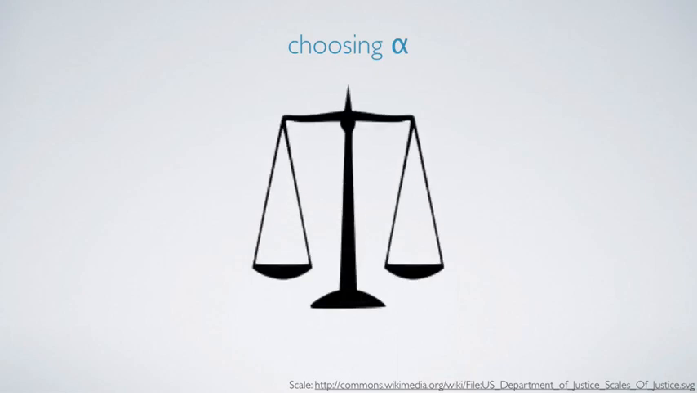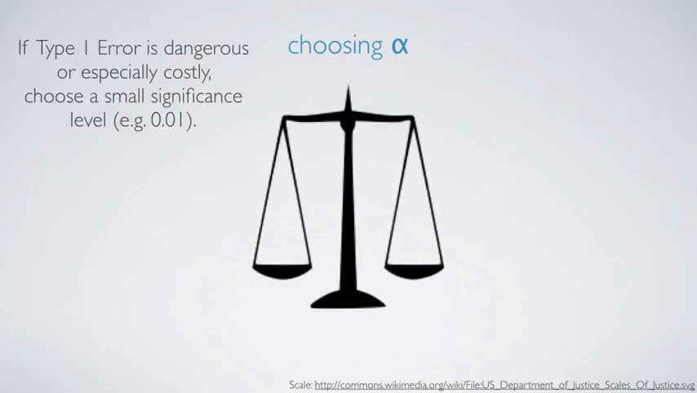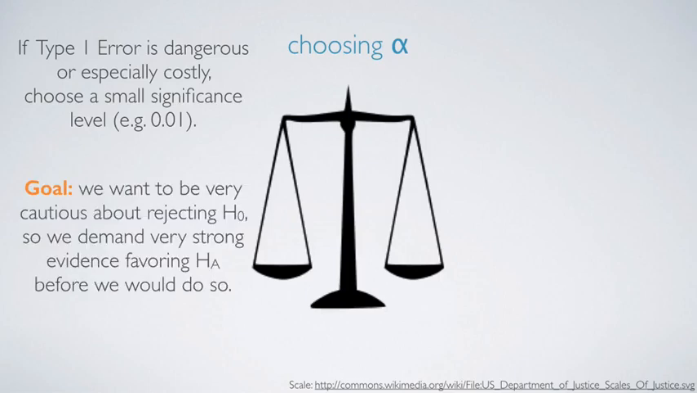That's actually a balancing act. If type 1 error is dangerous or especially costly, we might want to choose a small significance level, something even smaller than the 5% we're used to working with. The goal here is that we want to be very cautious about rejecting the null hypothesis, so we demand very strong evidence favoring the alternative before we would do so.